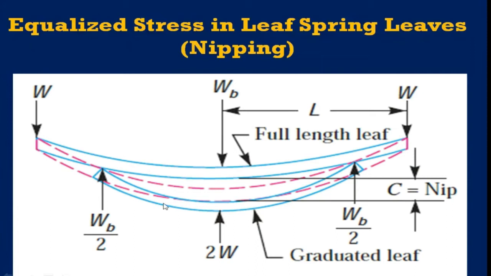So here we are having two different radii of curvature for full length leaf and graduated leaves, so that there will be a gap between the full length leaf and the graduated leaf. This is known as a nip.